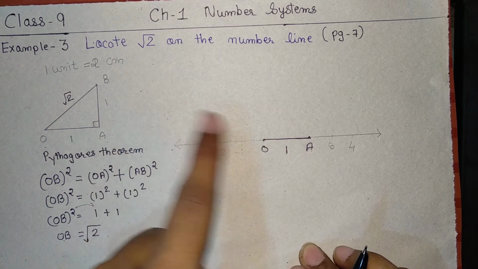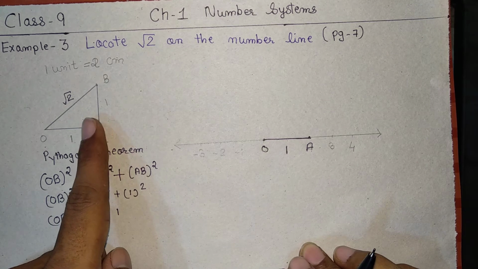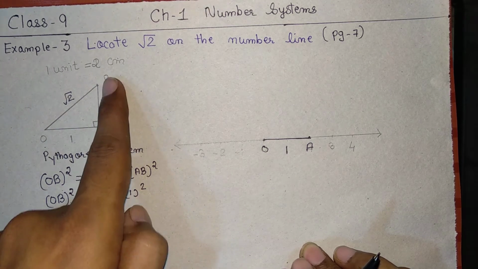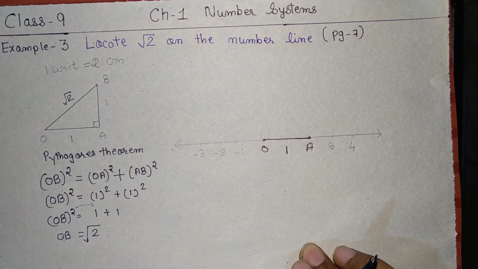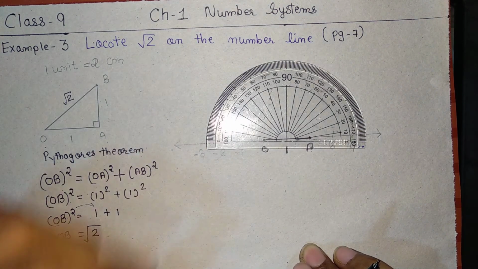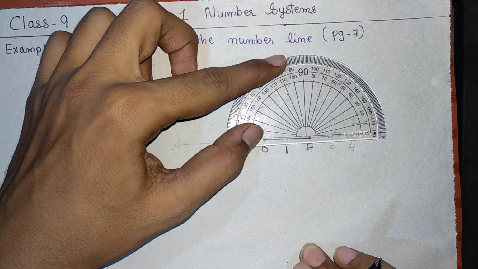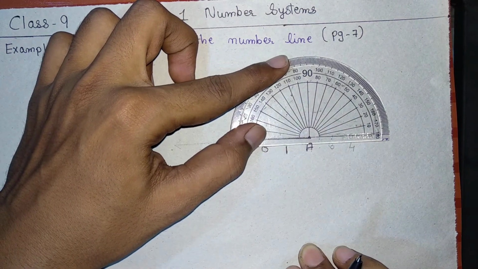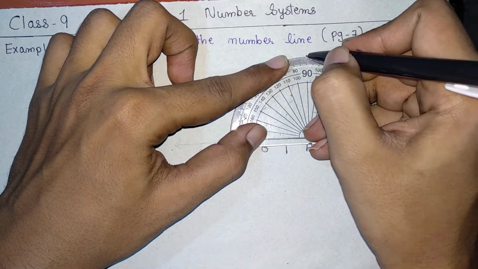Now we have to draw the replica of this. AB is perpendicular, meaning 90 degree, and we will draw it with the help of a protractor. So we will keep the center at A, and we will take 90 degree.